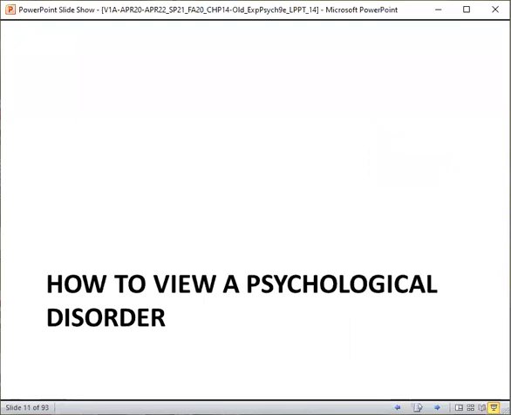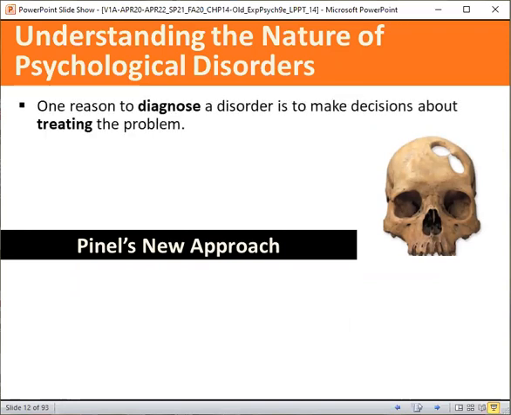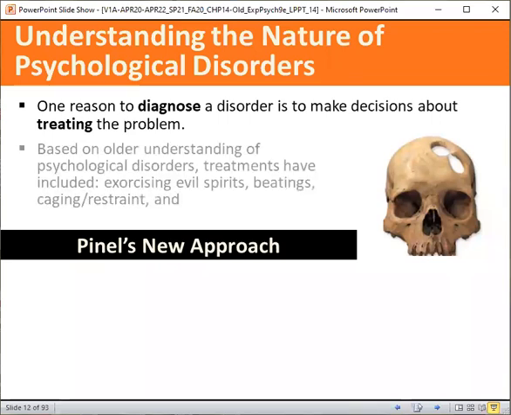So one of the issues that we also see is how we view psychological disorder. There's a certain type of stigma associated with it to some extent, obviously. In the past, one reason to diagnose a disorder is to make decisions about treating the problem. All right, so we have this particular issue, and this is how we're going to treat it.